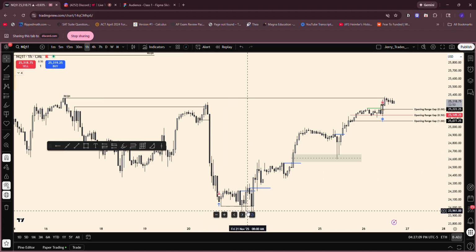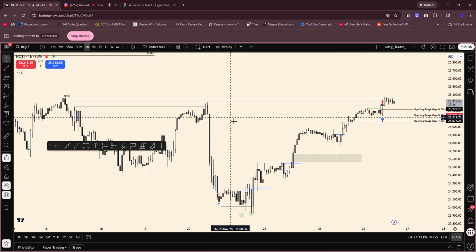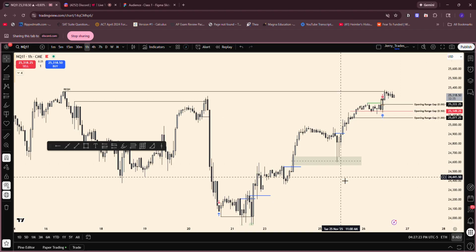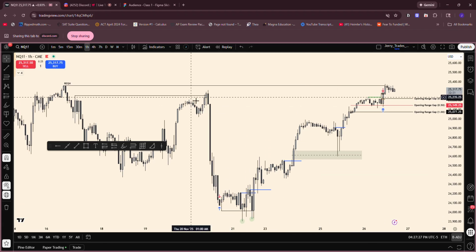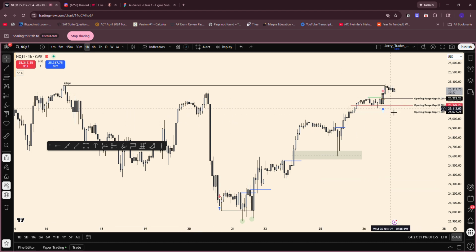So I know that price is in our market maker buy model, right? So we should be taking liquidity to the upside. And what is liquidity to the upside? This protected high, right? This supposed protected high. Protected highs and lows don't last forever. They only last for a certain amount of time. And how do you know how long they're going to last depends on what characteristics you think the market is going to move to.